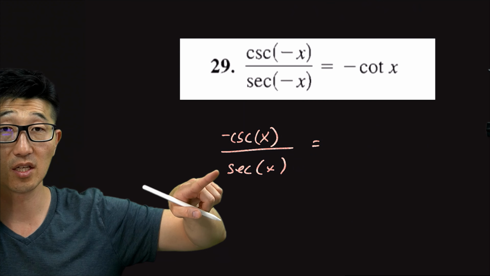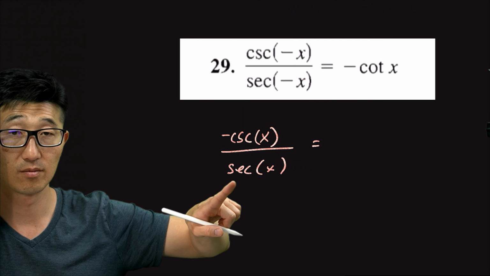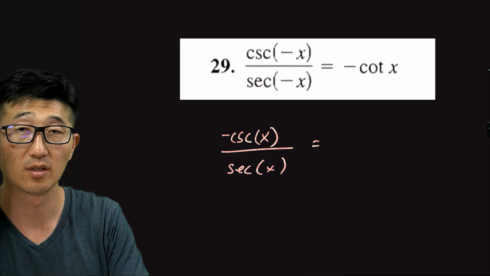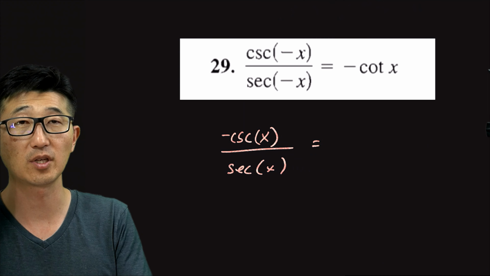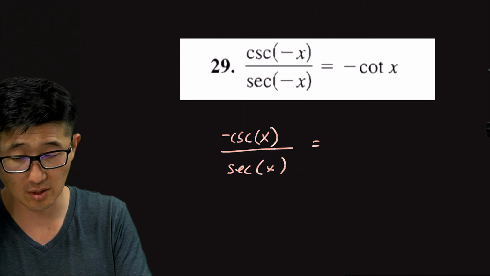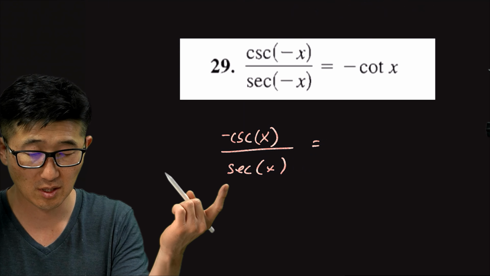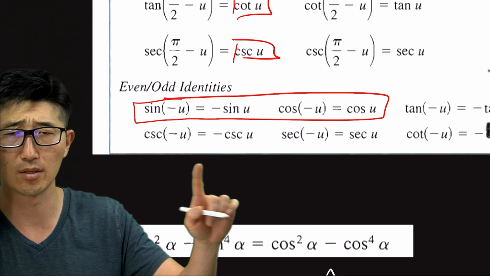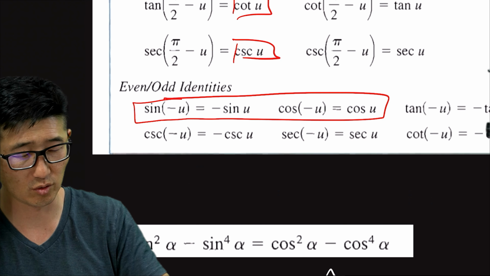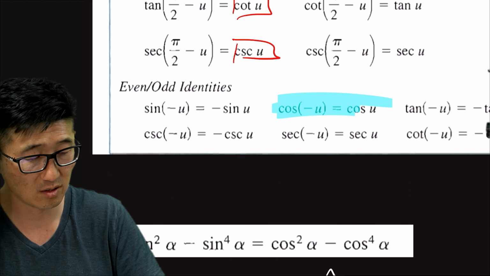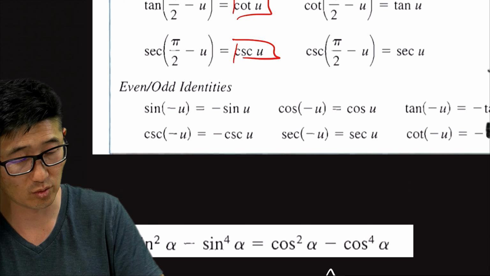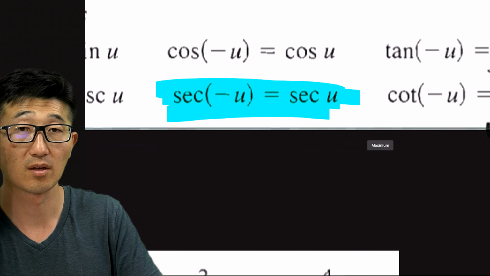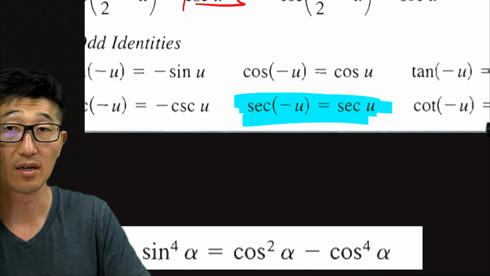In the denominator, secant negative x becomes what? Secant of a negative number is the same thing as secant of the positive number? Yeah, based on the chart. Now I'll explain the intuitive aspect, but for right now you just have to memorize it. Secant of negative u equals secant of u. Okay, so those are both positive, right? Yeah. Okay.